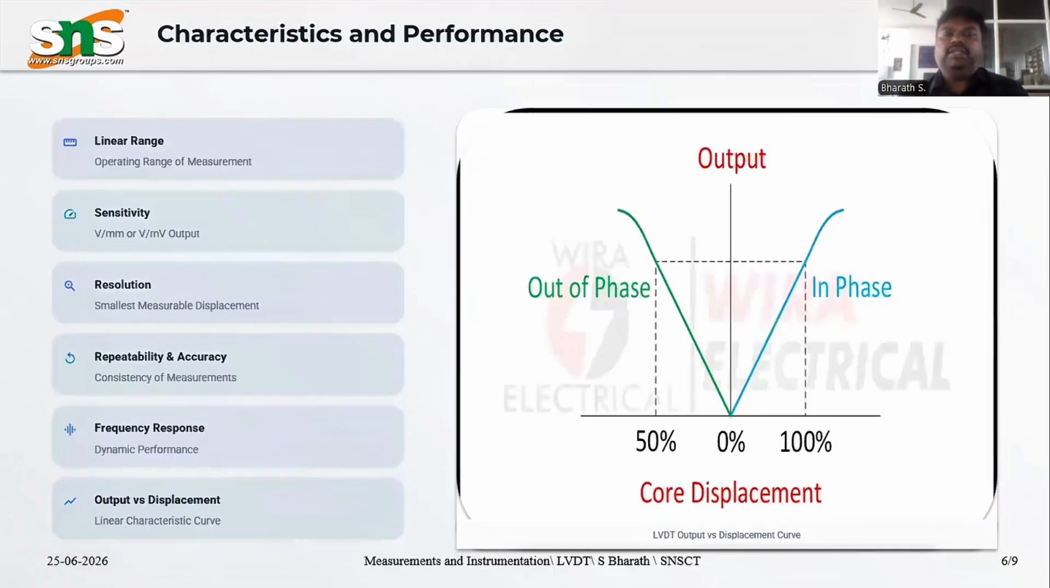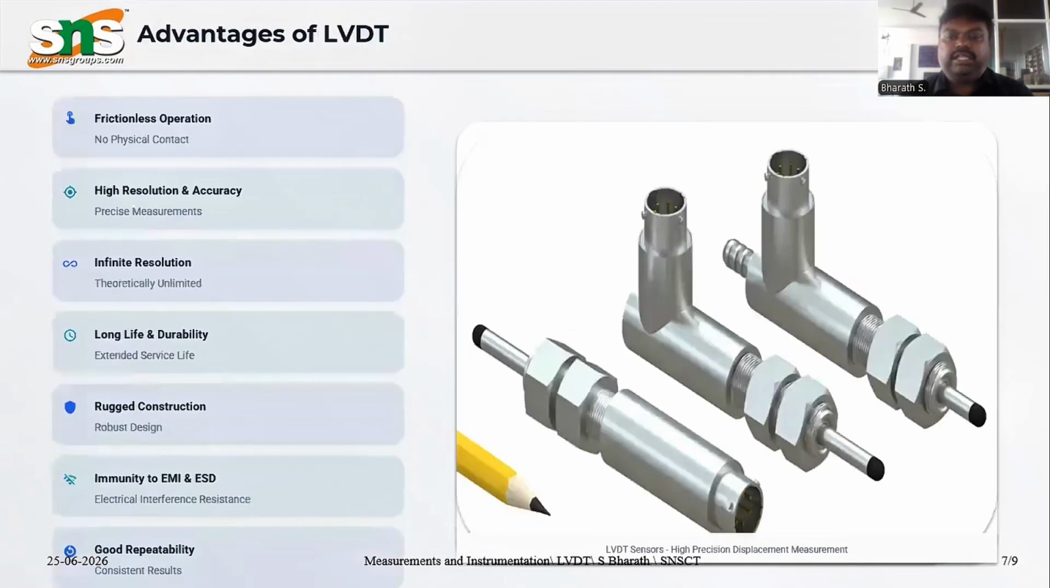When we talk about the characteristics and performance of LVDT, it is a very simple but very important device used in many industrial applications. Even today, wherever you need motion associated with electrical data, they use LVDT. It has a linear operating range of measurement. It has high sensitivity, high resolution, and good repeatability and accuracy. Frequency response is also good. Output against displacement is shown on the graph.